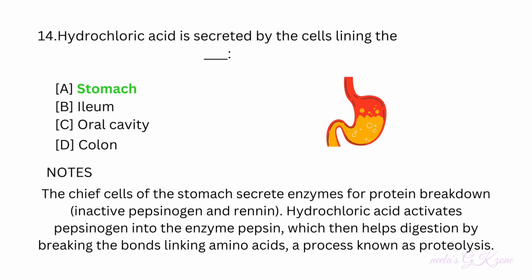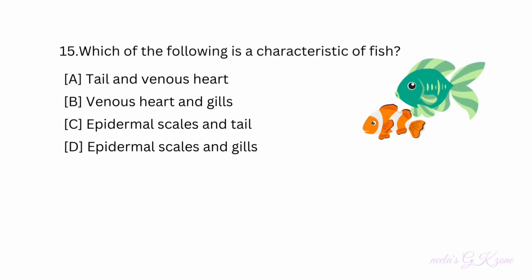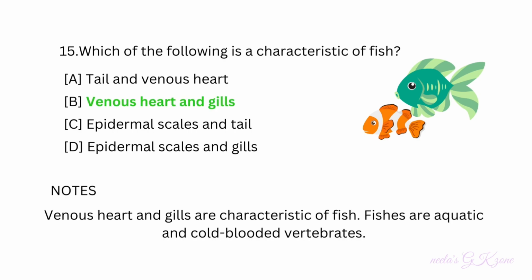And the next question: which of the following is a characteristic of fish? Options are tail and venous heart, and gills, epidermal scales and tails, epidermal scales and gills. And the answer is venous heart and gills. Venous heart and gills are the characteristics of fish.